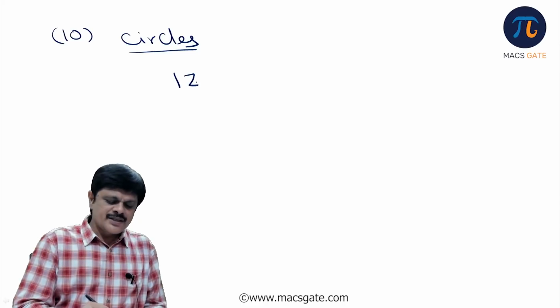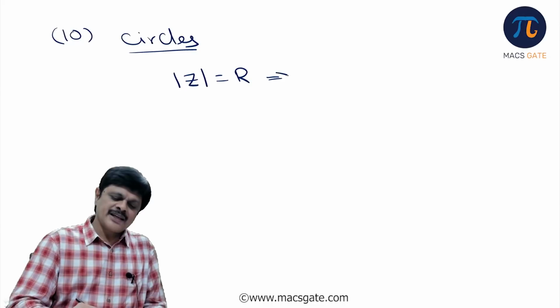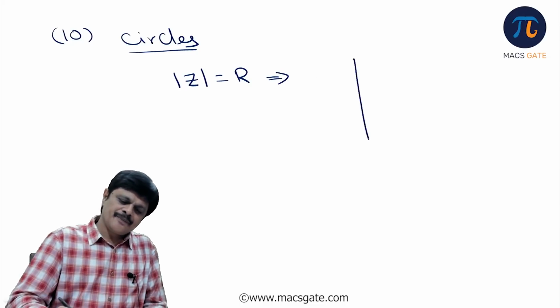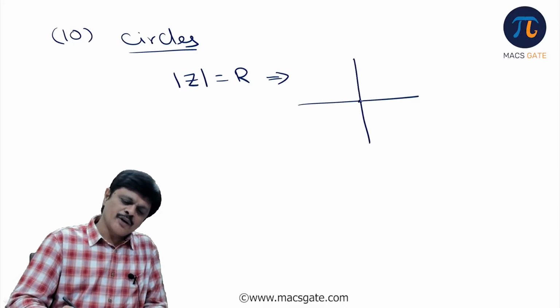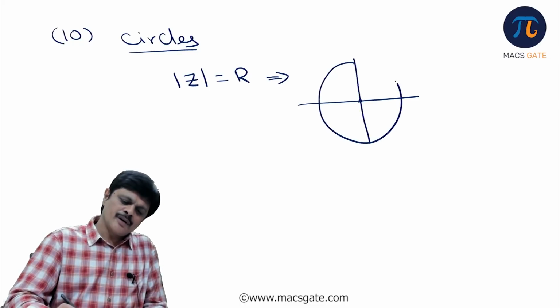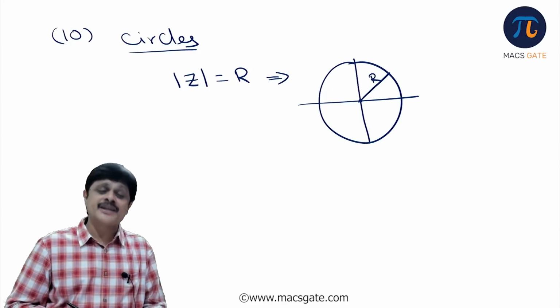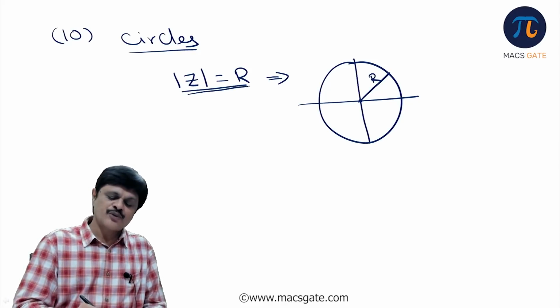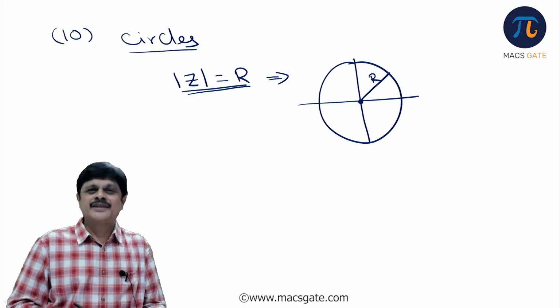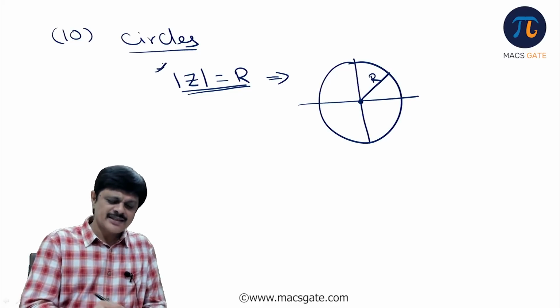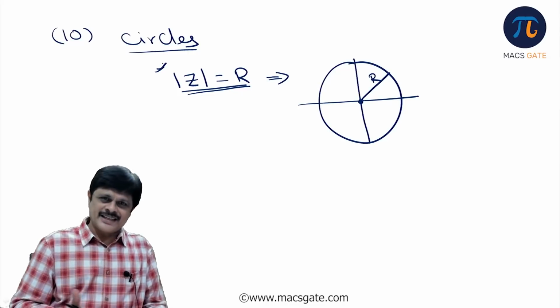When you write mod z is equal to r, this represents a circle with center at origin and radius equal to r. Mod z is equal to r represents what? A circle with center at origin and radius equal to r. This is an important circle, and we use these circles very regularly in complex integration.